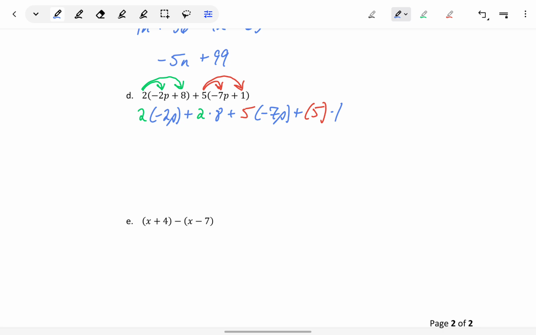Now, before we look at combining like terms, we'll take care of these multiplication steps. 2 times -2 will give us -4p, plus 2 times 8 will be 16. 5 times -7 will give us minus 35p, plus 5. And then combining like terms will give us -39p plus 21.